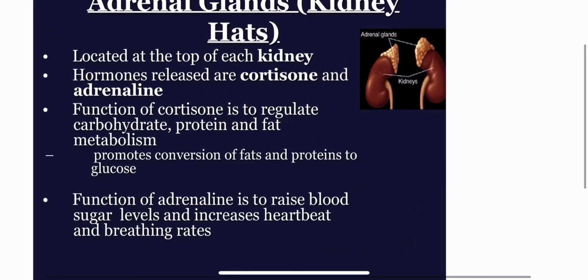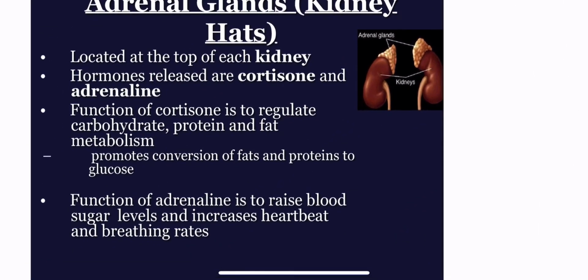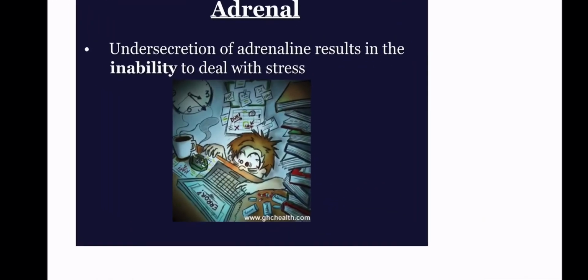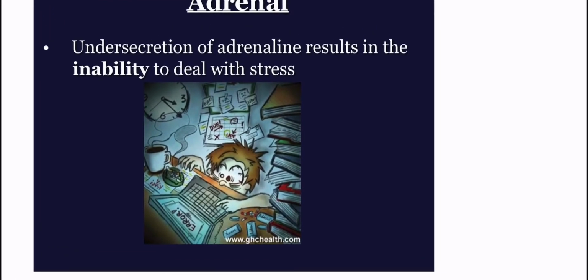Hormones released are cortisol and adrenaline. Function of cortisol is to regulate carbohydrate, protein, and fat metabolism. Promotes conversion of fats and proteins to glucose. Function of adrenaline is to raise blood sugar levels and increase heartbeat and breathing rates. Here.